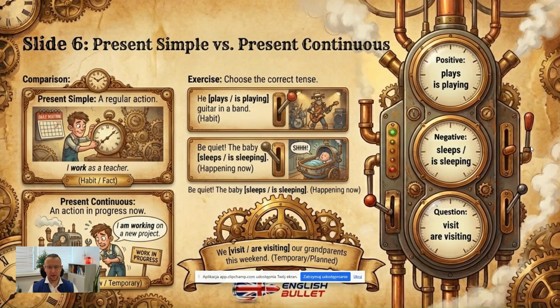So, for instance, we are visiting our grandparents this week. We say we are visiting because we can use the present continuous also for an action that is planned, that we know is going to happen, and certain steps have already been taken. For instance, I'm going to London this weekend. I have already bought tickets. So I'm going to London. It has been decided, it has been planned, and it's going to happen this weekend.